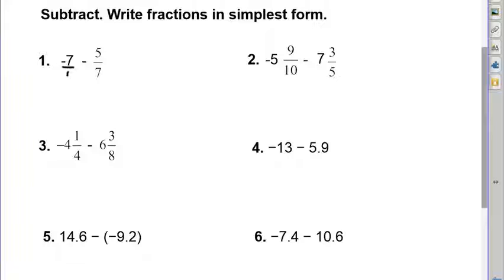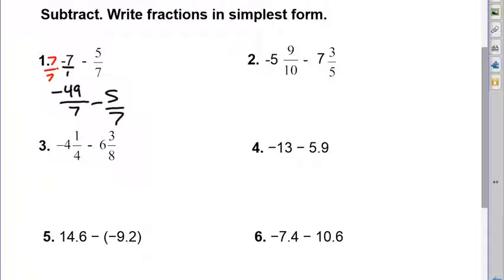So I need to write negative 7 firsts in terms of sevenths. In order to do that, we're going to multiply top and bottom by 7. Notice that the fraction 7/7 has a value of 1, and multiplying by 1 doesn't do anything. What it will do, though, is make it look a little different. 7 times negative 7 is negative 49, over 7 times 1 is 7. And so we have negative 49/7 minus 5/7.